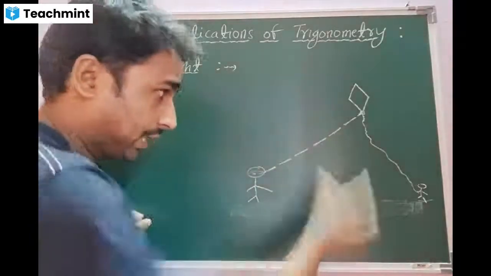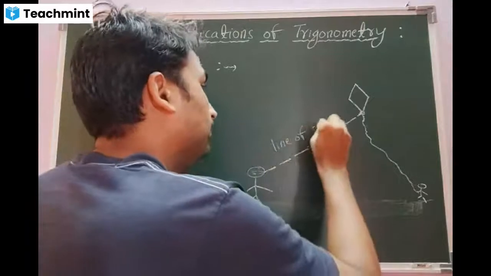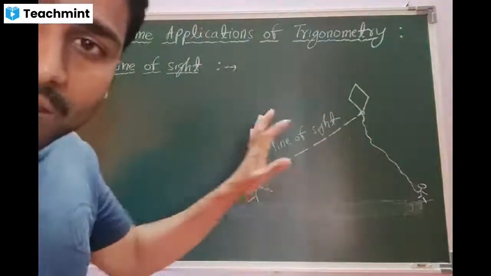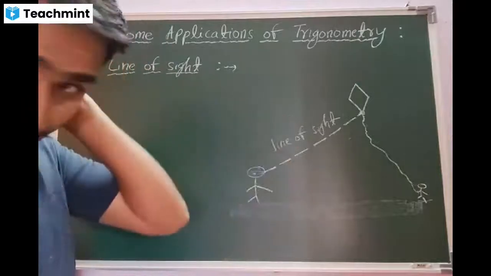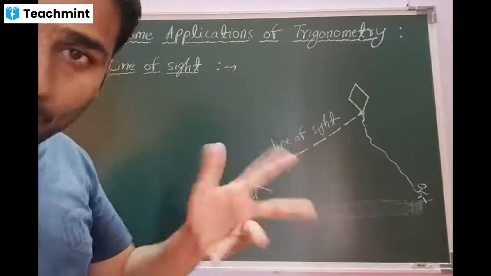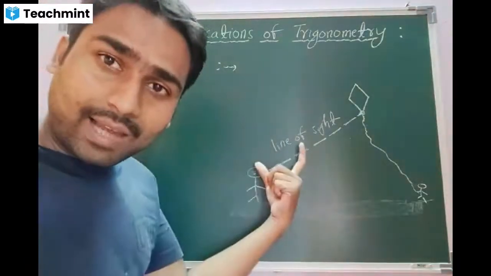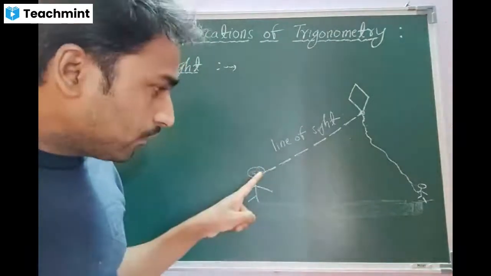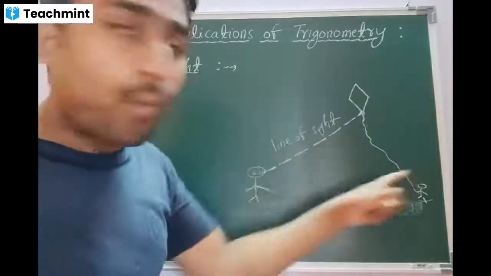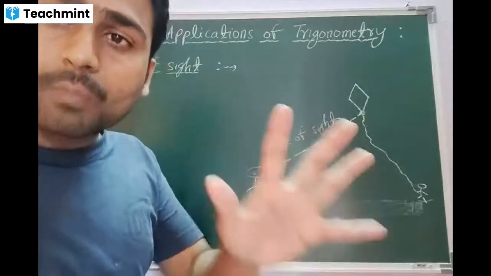This particular line, we call it what? Line of sight. Is there any doubt, beta? Okay. So look at the definition, beta. An imaginary line drawn from the eye of an observer to any point in the object under observation.